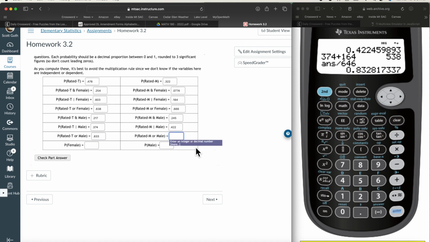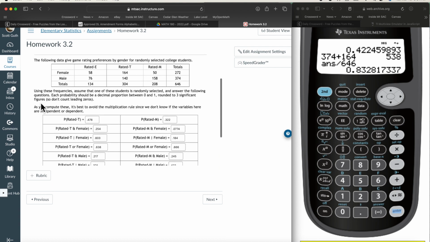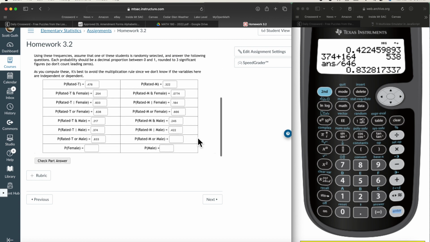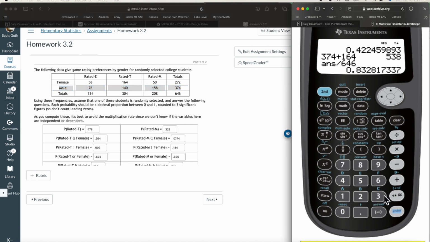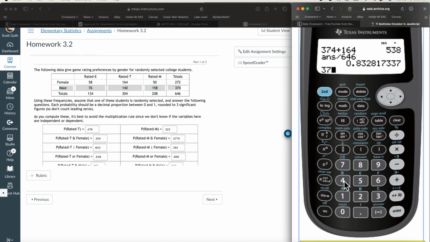Okay, now rated M or male. I guess I'll count the males again. So the males have 374, but it's or rated M here. So we got the males, 374. Let me put those in. Okay, plus the females that rated M. There's just 50 of those. So we'll just say plus 50. So altogether, that's 424 out of 646. We'll just divide by 646. And so altogether, 0.656 on this one.